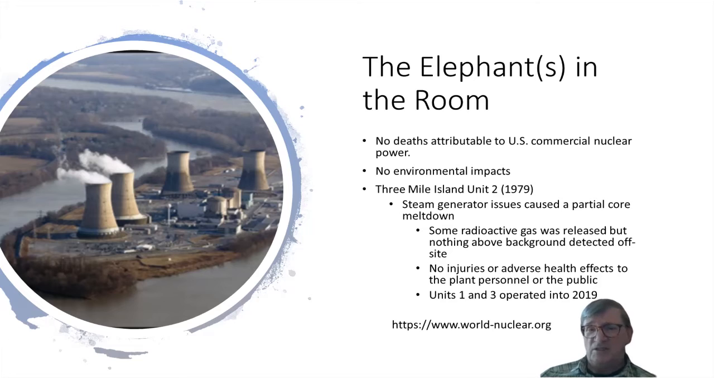Some of the radioactive gas was released, but nothing above background was detected off-site. There were no injuries or adverse effects to the plant personnel or the public. And Units 1 and 3 operated into 2019. So even on the site of what was the worst nuclear accident in this country, there was nothing to keep anybody from occupying that site.